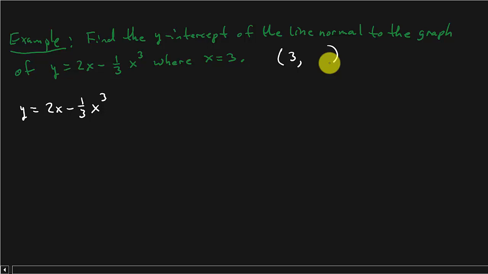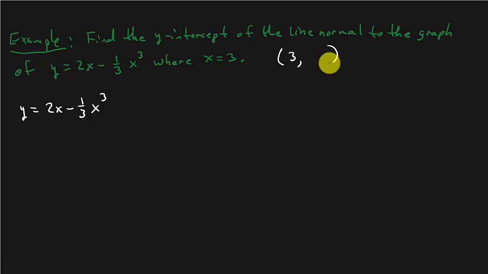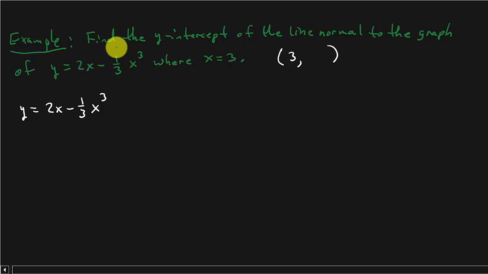So what's the y coordinate? Well, how do we find the y coordinate? You take this and you just plug it back into the original function to get your y, right? If x is 3, we plug it in here for x, and that'll give us y. And so y of 3 is equal to 2 times 3 minus 1/3 times 3 cubed. So that's going to be 6 minus 9, which is negative 3.